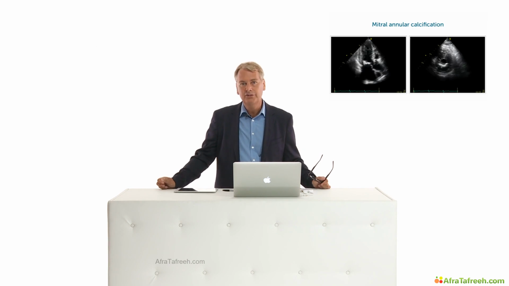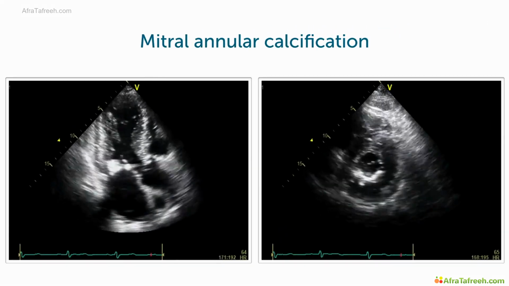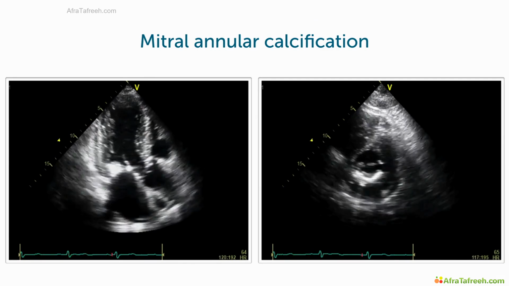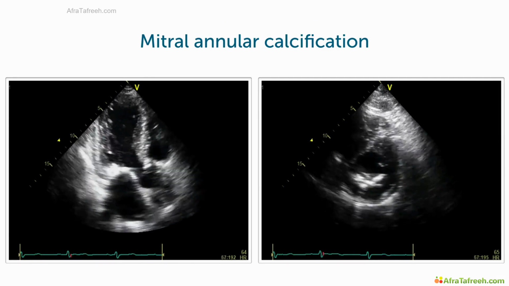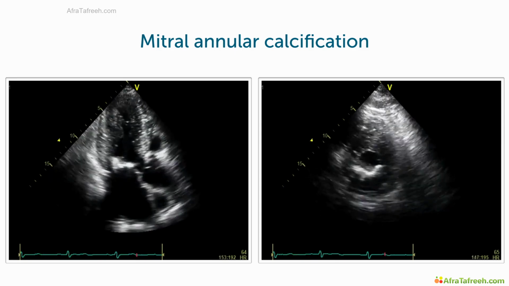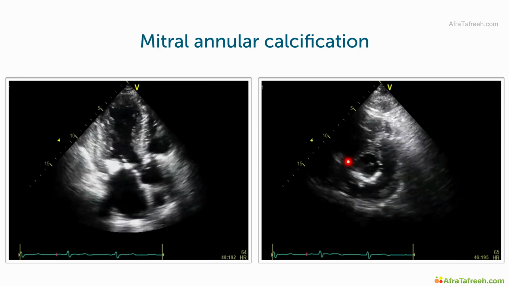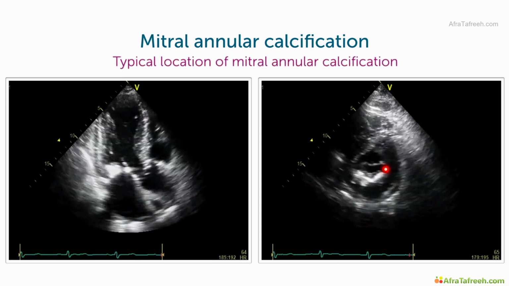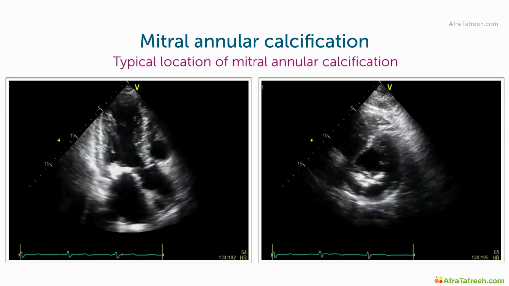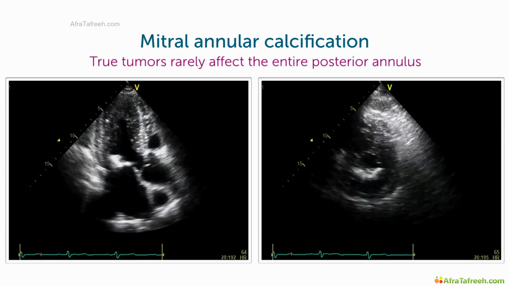The next pathology is the so-called mitral annular calcification, which you will see very frequently, especially in elderly patients. The typical characteristics here are that you have echogenic structures, especially located in the posterior rim of the mitral valve. You see that nicely here, that the entire posterior rim of the mitral annulus is calcified. And that is a little bit of a differential diagnosis to true tumors, which can also be located at the annulus of the mitral valve.